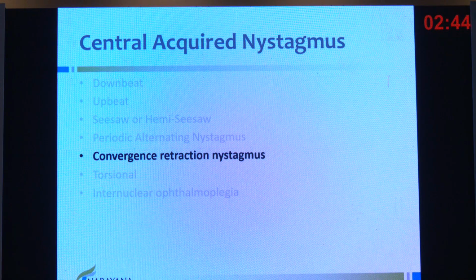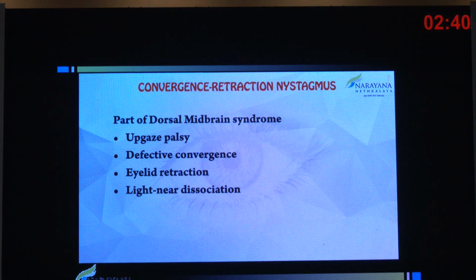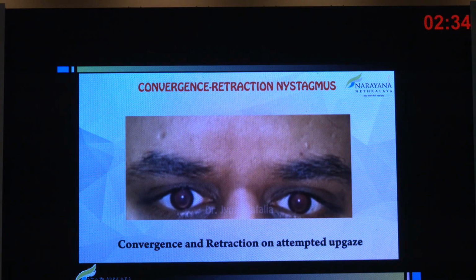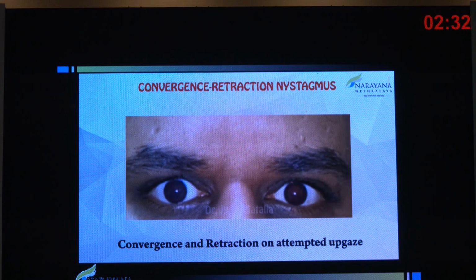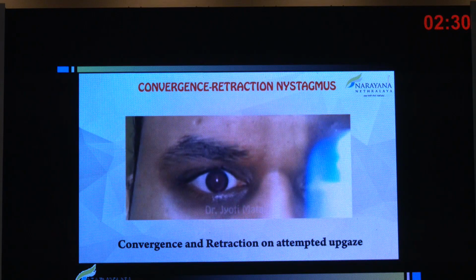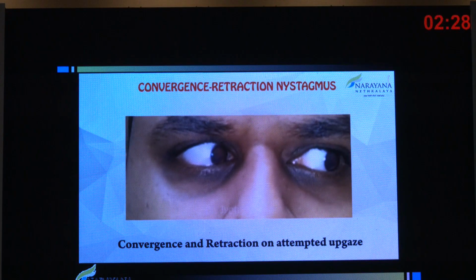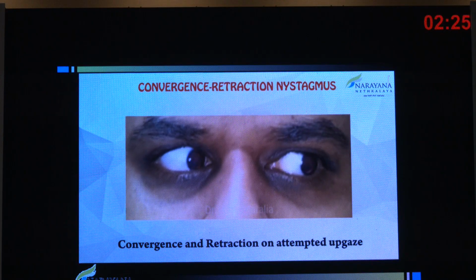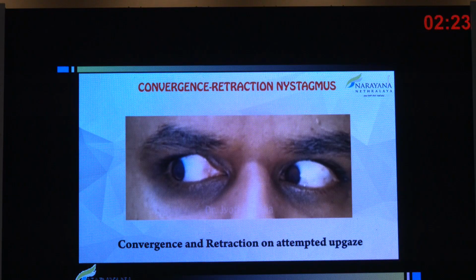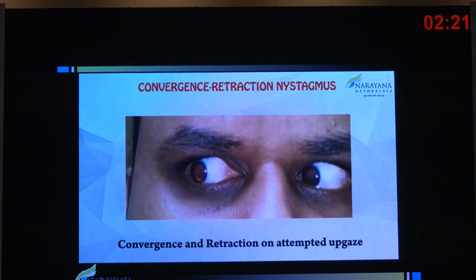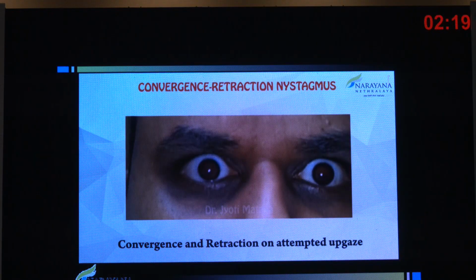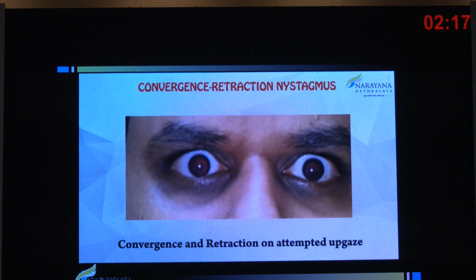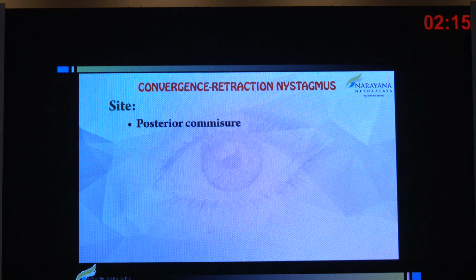A convergence retraction nystagmus is classically a nystagmus which is a part of the dorsal midbrain syndrome with an upgaze palsy, defective convergence, eyelid retraction and light-near dissociation. So you can notice he's trying to converge, he cannot lift his eye upwards, and there's some amount of retraction. But if you see, the horizontal movements are perfectly okay, there are no issues, but he's not able to converge or to lift the eyes up. So this is the classical feature. You see the eyes are retracting when we make him attempt to look up because he cannot look up.